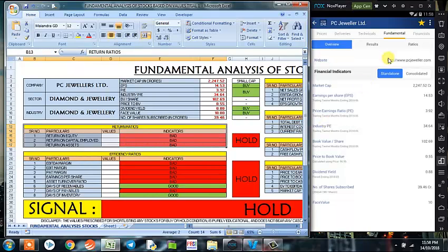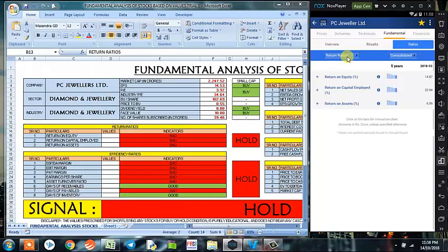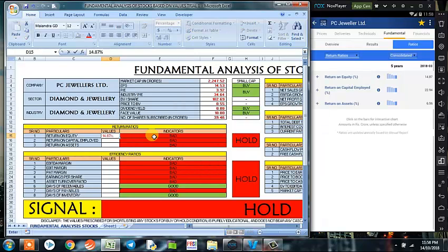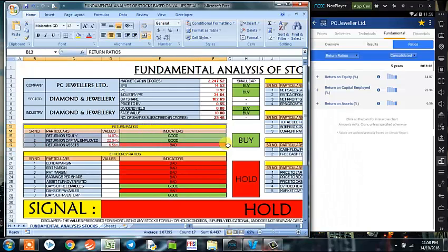For that we need to go to the ratios tab, and under the ratios tab in the drop down menu we have to select return ratios. Now the first parameter of return ratio is return on equity, which is 14.87%. The return on capital employed is 22.94%, and the return on asset is 6.56%. So overall return ratio has given us a signal to buy this stock at this point of time.